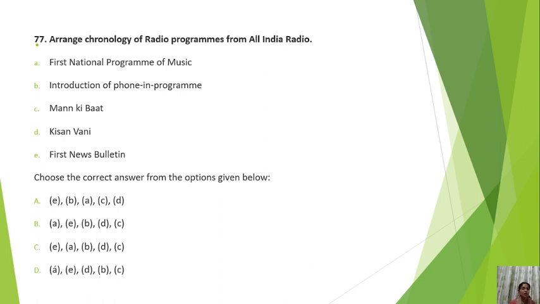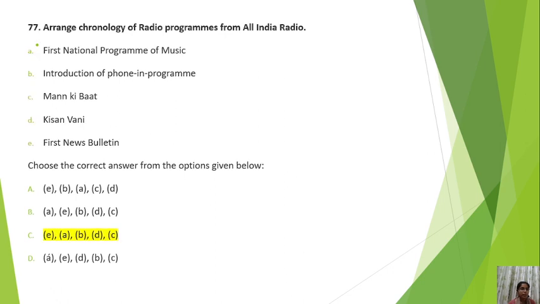Next, arrange the chronology of radio programs from All India Radio. Try to remember the important programs of All India Radio and the important events associated with All India Radio. So the question is asking: first national program of music, introduction of phone-in program, Man Ki Baat, Kisan Vani, and first news bulletin. So try to answer this. The Man Ki Baat program is the latest, and try to remember all the other things as first came news, first news bulletin, then came music.